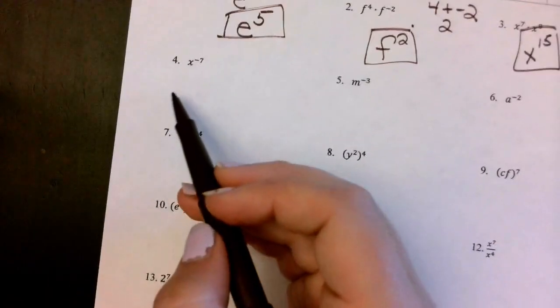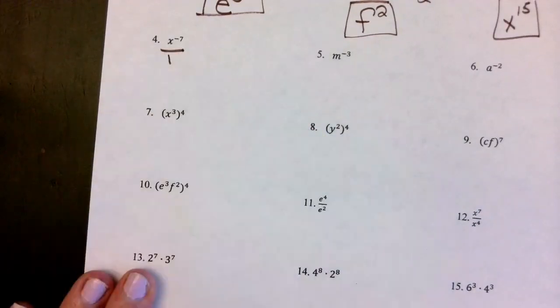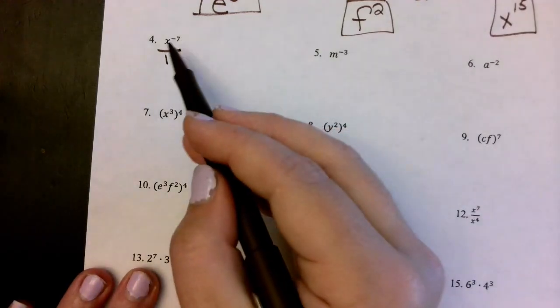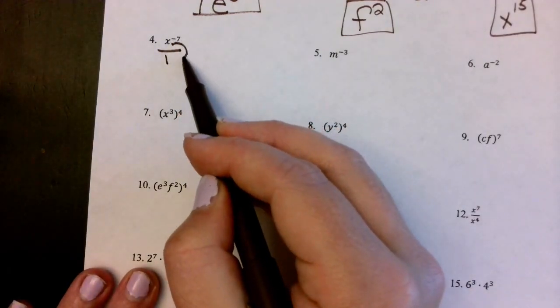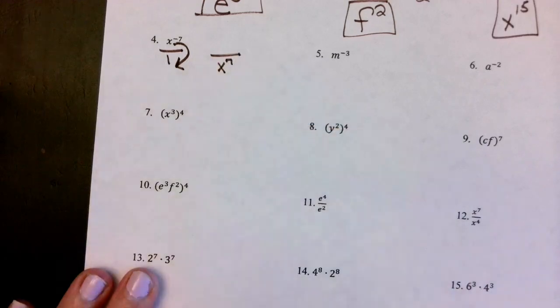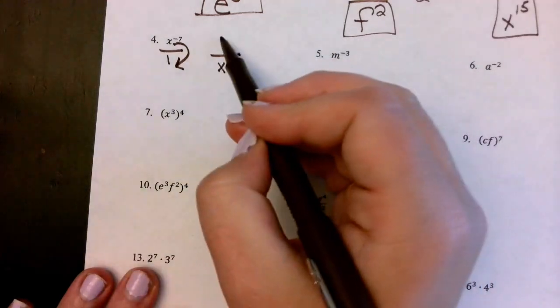Okay, we have a negative exponent in this next one. I'm going to put it over 1. Since it's negative, that should be my first thing I do. We magically bring it to the bottom to make it positive. When we do that, I need a placeholder up top. My placeholder is always 1.